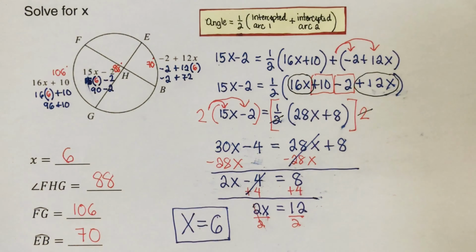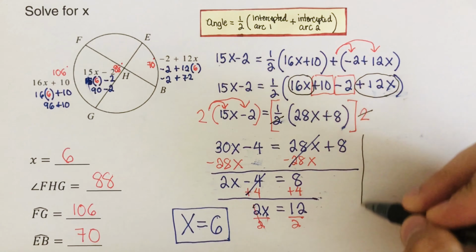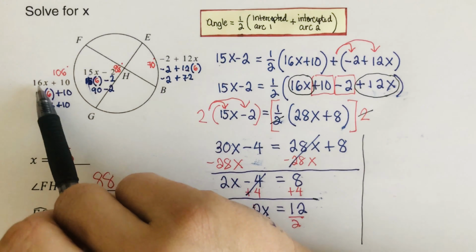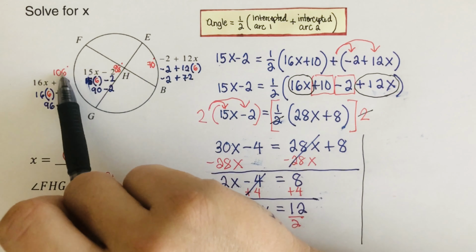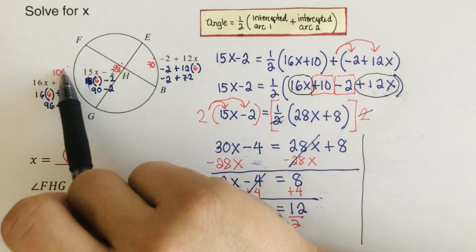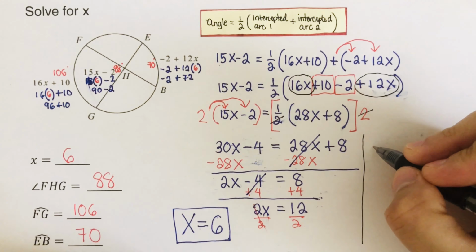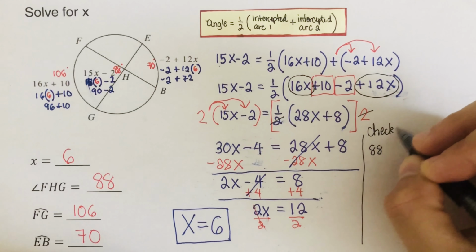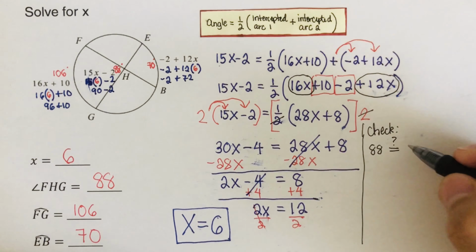And so let's check if we got the correct answer. To do that, we plug those values in. So instead of writing 16x plus 10, 15x minus 2, negative 2 plus 12x, we're going to write these red angles and arc measures. We have 88 is the angle, so I'm going to write 88. Again, we are checking at this time, so I'm still going to put a question mark, since I'm not sure if that would equal the other side of the equation.